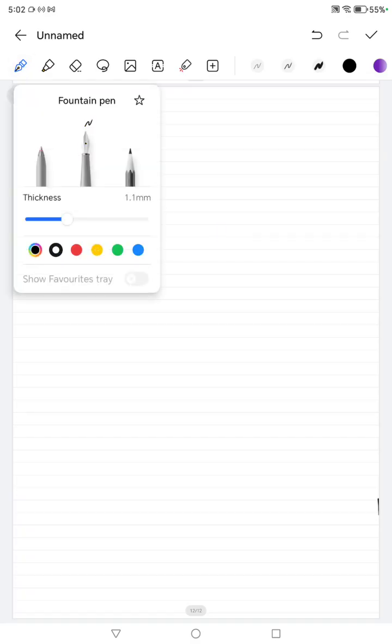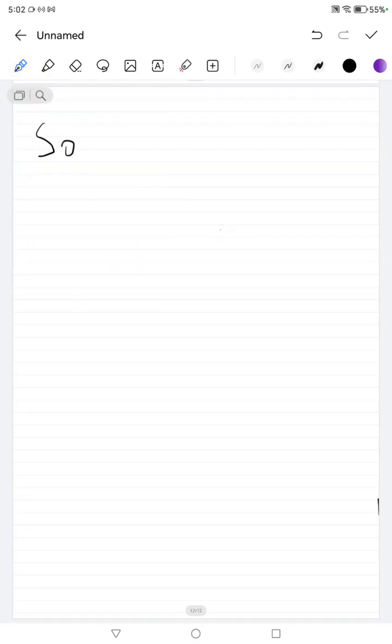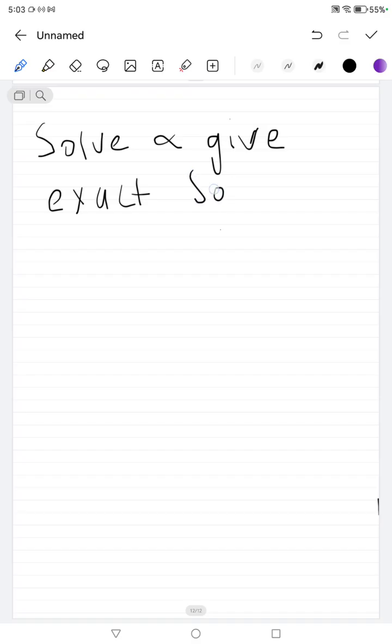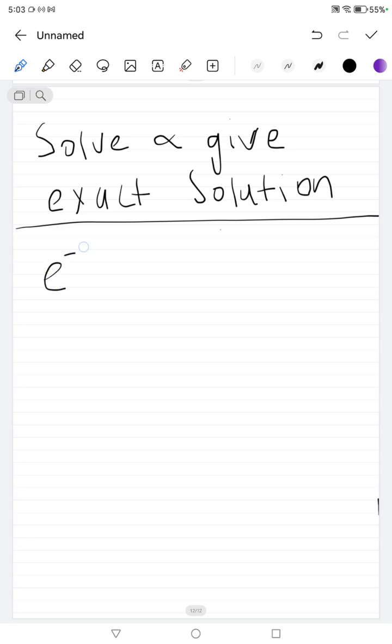So let's just say you are given a question where they just say solve and give the exact solution. So they've given you a statement like this. Then the first example that they say you have is e to the exponent minus 2x is equal to 8.